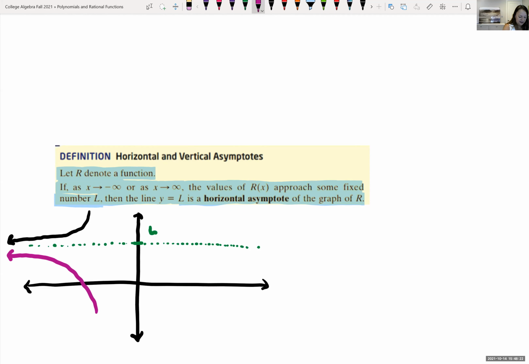Same idea. As X goes to positive infinity, my Y value is getting closer and closer to L. And so that can be down there, or it could be above. It's not going to be both, because that would mean then it wouldn't be a function. And remember, R of X is just another way of saying your Y value.